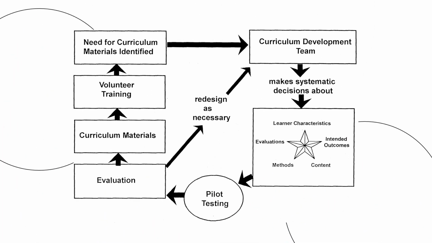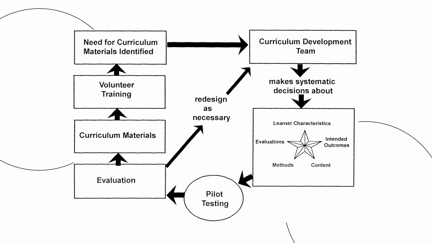Now have a look at this curriculum development process flowchart. Curriculum Development Team. This team initiates the process and is responsible for overseeing each subsequent step. Their primary role is to ensure the quality, relevance, and effectiveness of the curriculum being developed. Make systematic decisions about learner characteristics. The team begins by understanding the needs, backgrounds, and abilities of the target learners to tailor the curriculum accordingly.